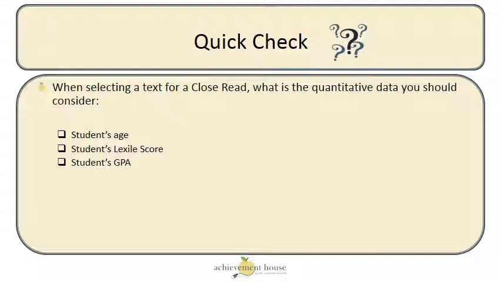Before we move on to the last step in creating a Moodle close read, let's do a quick check of what we've learned so far. When selecting a text for a close read, what is the quantitative data you should consider? Student's age, student's Lexile score, or the student's GPA? If you said student Lexile score, you'd be right. And remember, there's a link under this video lesson for the Lexile conversion chart.